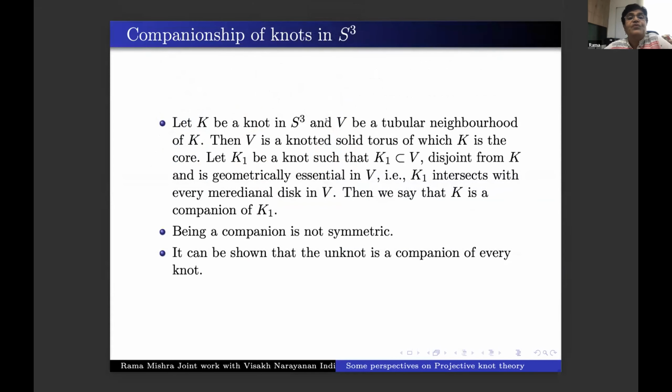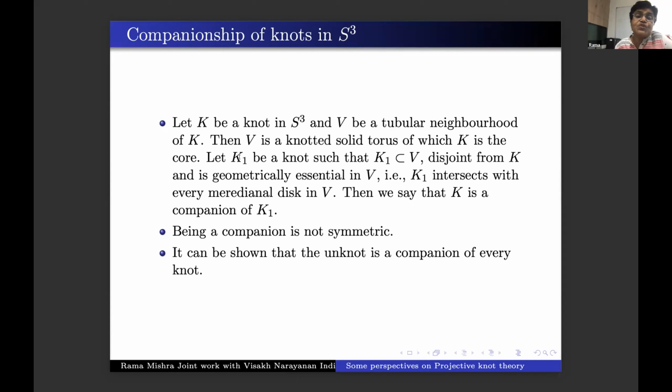So now we want to develop a concept of companionship, in the way the notion of companions exists for companion knots in S3. So let us recall what we mean by a knot being companion to a knot in S3. In S3, it's defined like this. You have a knot, you take a tubular neighborhood of that knot. So that's a knotted solid torus.